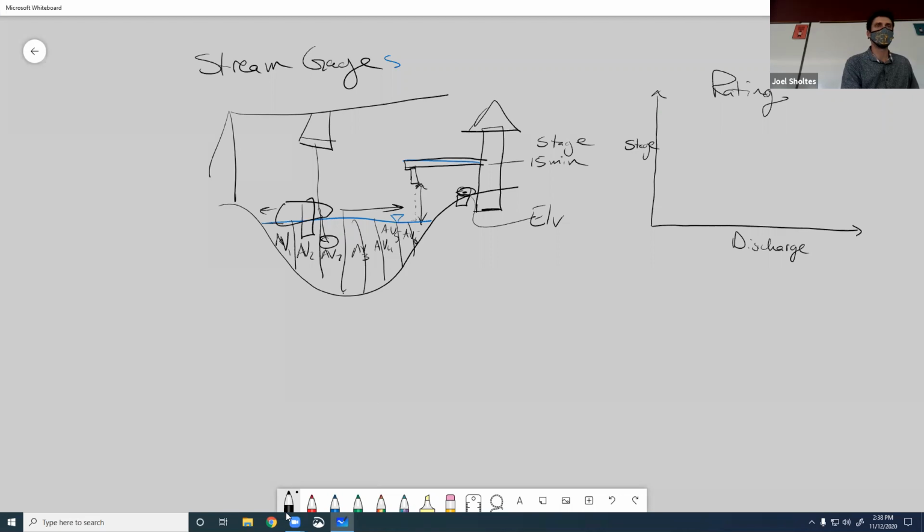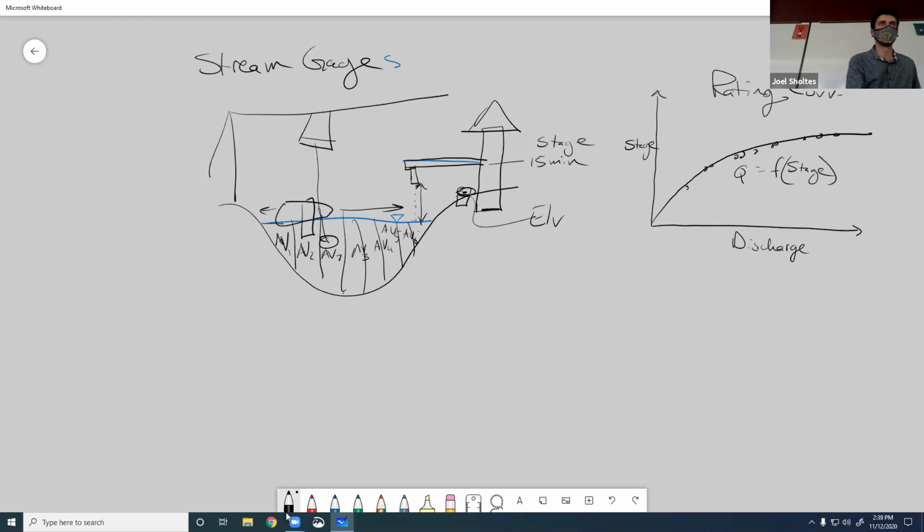And so each time they go out there, and they'll go out there many times a year, there's a whole host of hydrologic technicians that go to all the USGS gauges and take their measurements. And so they get a bunch of points over time, and they fit a curve, which is just an equation. Q is equal to some function of stage. And that's a rating curve.